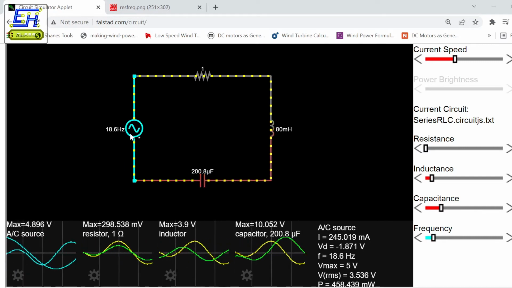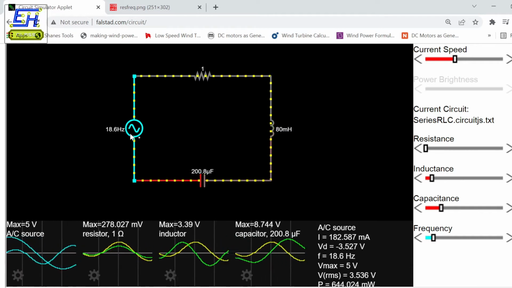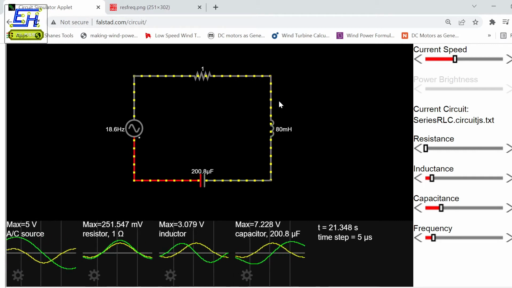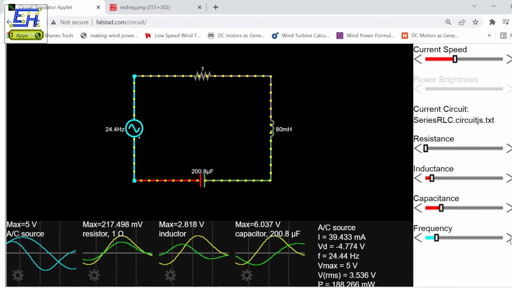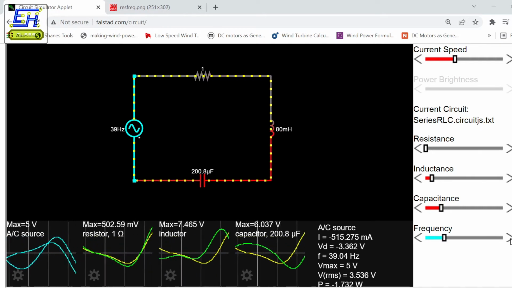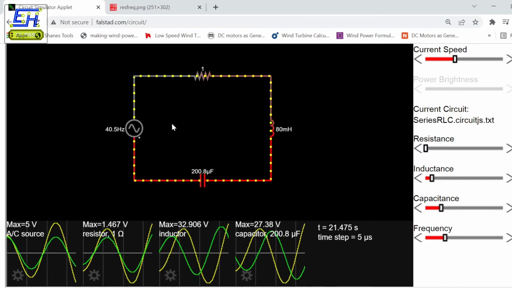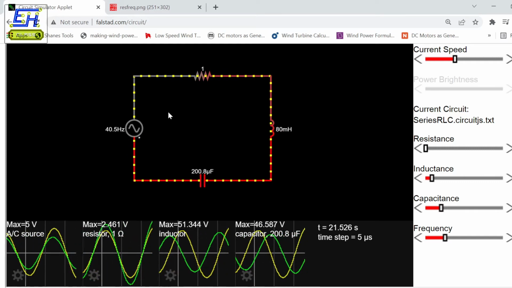Okay, and on either side of that particular frequency, if I decrease or increase the frequency, you get less current flowing through the circuit. Why is this so? Because that frequency of 40.5 hertz, my dear friends, is actually known as the resonant frequency of this LCR circuit, or RLC circuit.